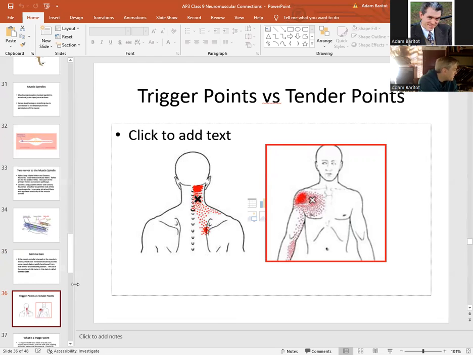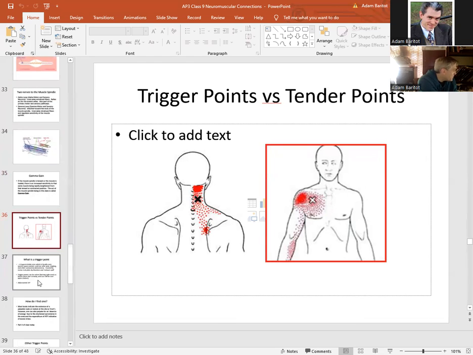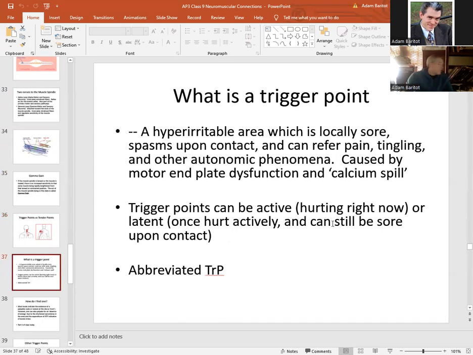Trigger points and tender points. We're going to talk about those. Some of you have already started taking Western 2, so you know a bit about this. But a trigger point is a hyperirritable area, locally sore. When you touch it, it spasms, and it can refer pain, tingling, and other autonomic phenomena. According to your Archer textbook, trigger points are caused by motor end plate dysfunction and calcium spill. Now, what does that mean?